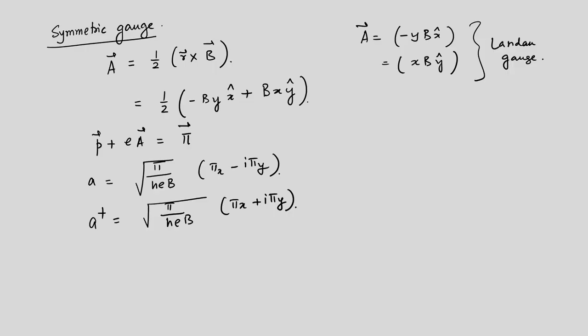And in this symmetric gauge, we do this problem, that is the problem of electrons in a magnetic field, and find out the energy eigenvalues. In order to do that, we have written down some annihilation and creation operators in terms of the non-canonical but gauge invariant momenta, which are the components pi x and pi y.